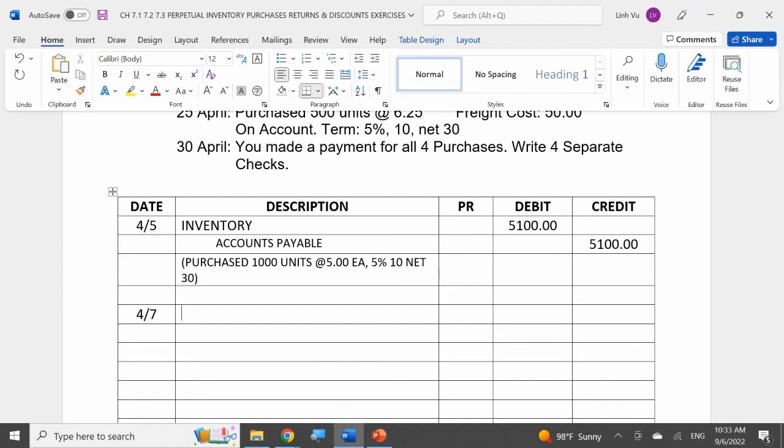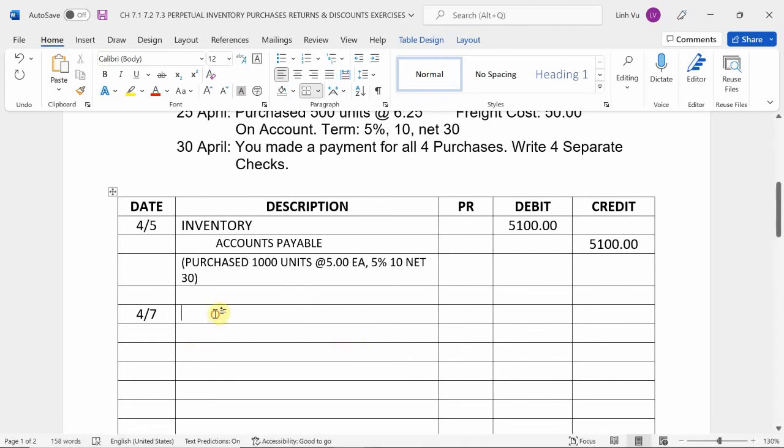Will it be accounts payable? Yes, because in this case, there's nowhere where I said that I made a payment to this. So in this case, it's going to reduce the accounts payable. Okay?